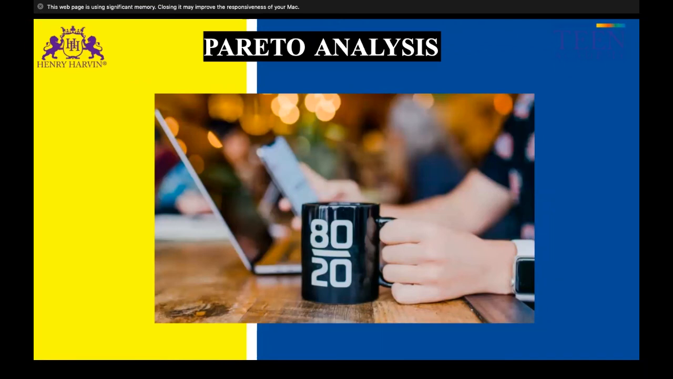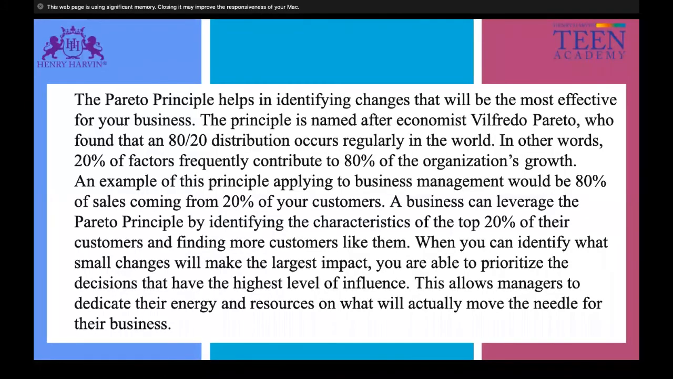Next comes my Pareto analysis. In Pareto analysis, it is known as the 80-20 analysis. Here, it helps in identifying the changes that will be the most effective ones in your business. So here, when we are changing the 80:20 ratio, we have 20% of the factors which contribute to 80% of the organization's growth. Means that they are the least factors which contribute the maximum share of growth in an organization.